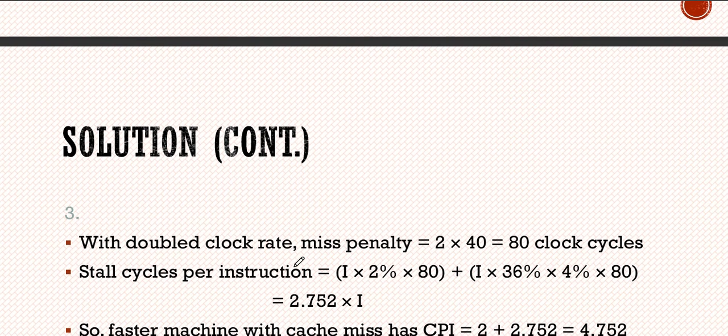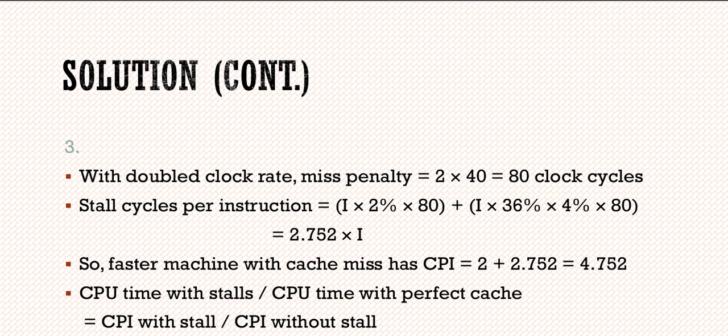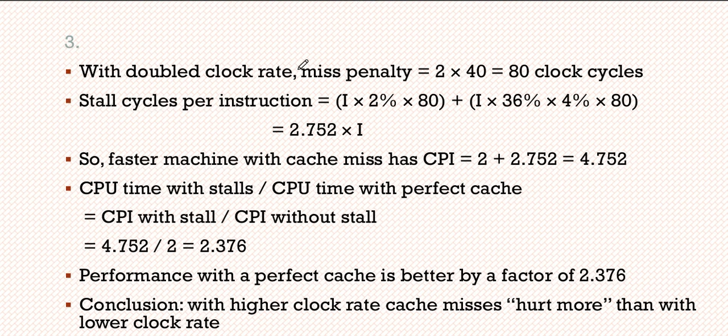Now, when you double the clock rate, I think still using the old CPI, right? They say what if you double the clock rate? So if you double the clock rate, the miss penalty will double. The miss penalty was 40. When you double the clock rate, the miss penalty becomes 2 times 40. So we evaluate the stalls again, the stalls for instruction and the stalls for data. We evaluate again and we get 2.752.